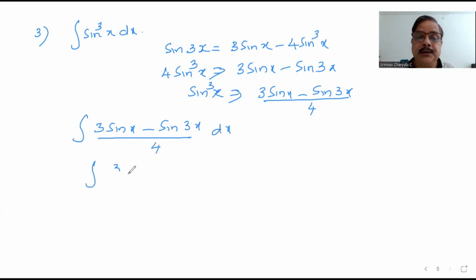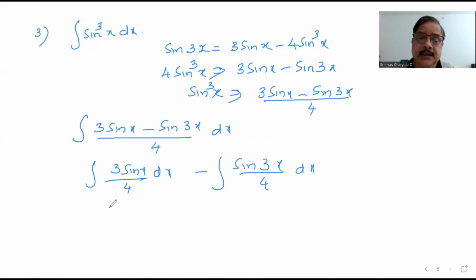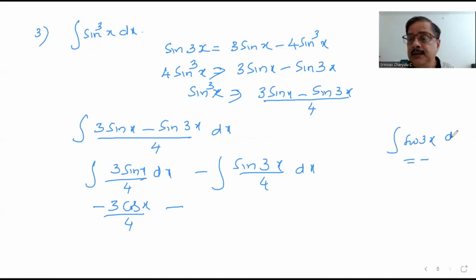So now we distribute the integration to each term. Sin 3x by 4 dx. So integral of sin x is minus cos x, so minus 3 cos x by 4. Here minus cos 3x by 3, and already a 4 is here. So the integral of sin 3x is nothing but minus cos 3x by 3, that you should remember. So minus into minus is plus, cos 3x by 3 into 4, that is 12. I am writing plus c.